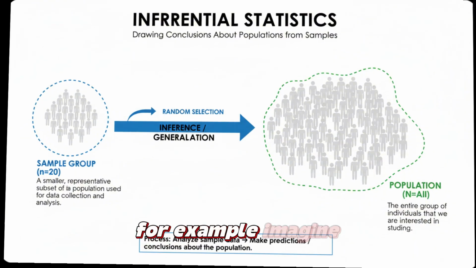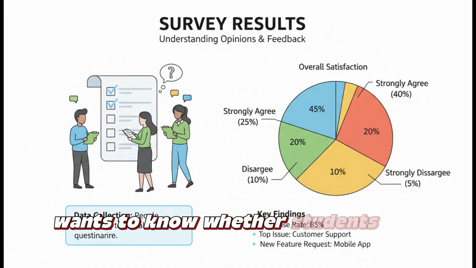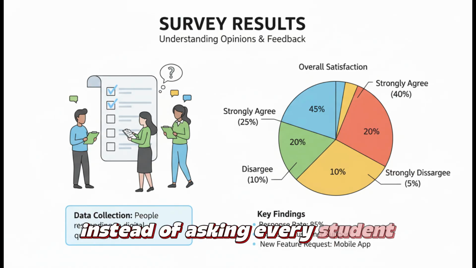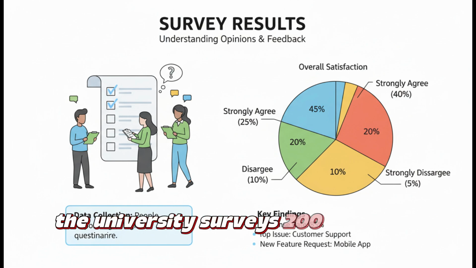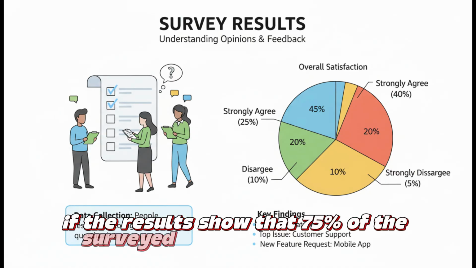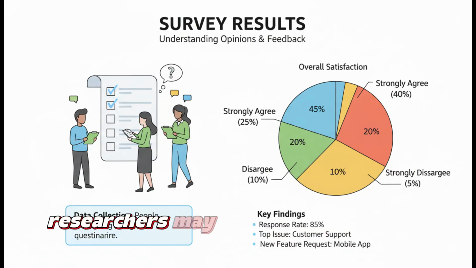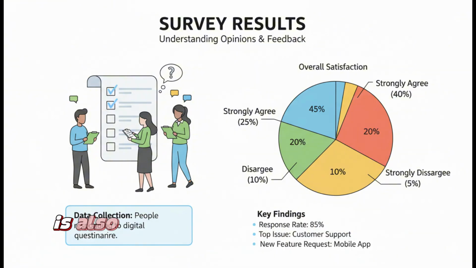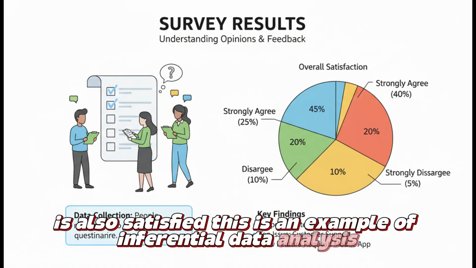For example, imagine a university wants to know whether students are satisfied with online learning. Instead of asking every student, the university surveys 200 students randomly. If the results show that 75% of the surveyed students are satisfied, researchers may infer that about 75% of the entire student population is also satisfied. This is an example of inferential data analysis.